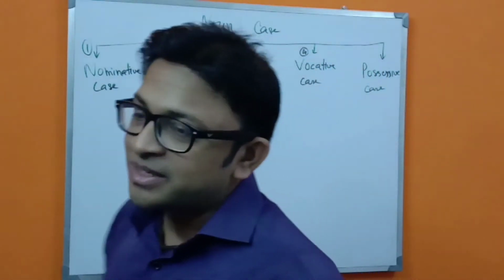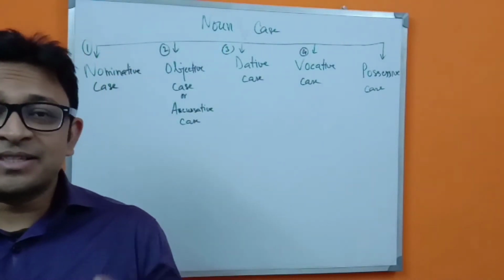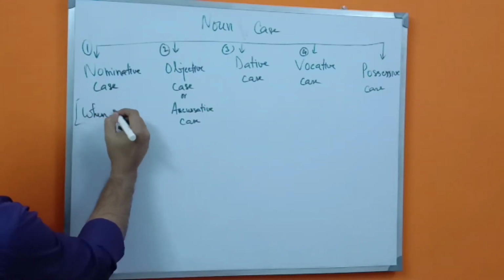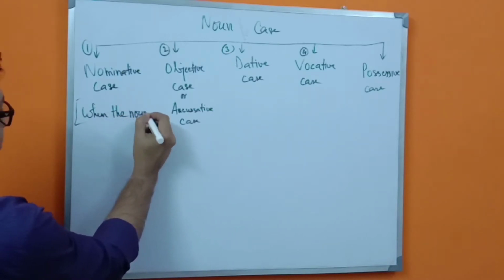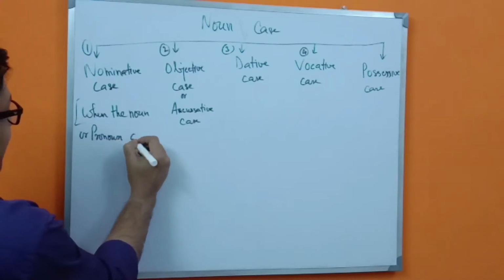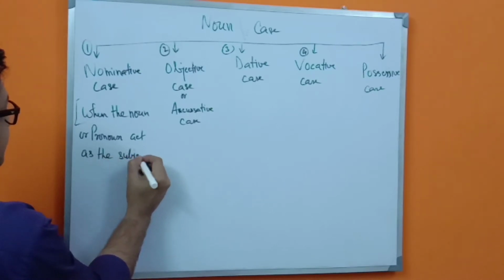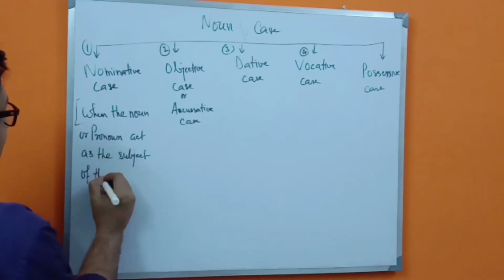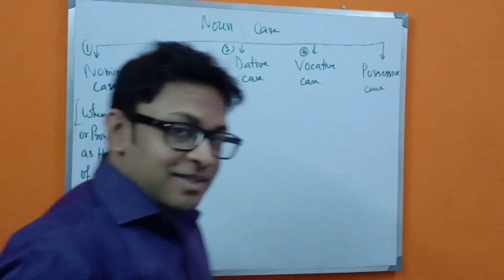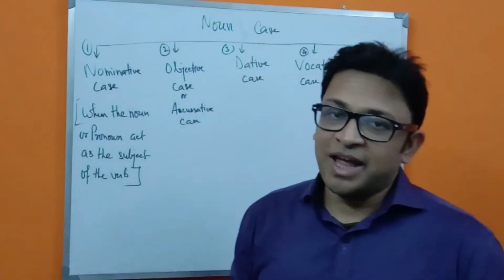What is the nominative case? When the noun or pronoun acts as the subject of the verb. That means whenever the noun is acting as the subject of the verb, that means it is the subject which is performing some actions.